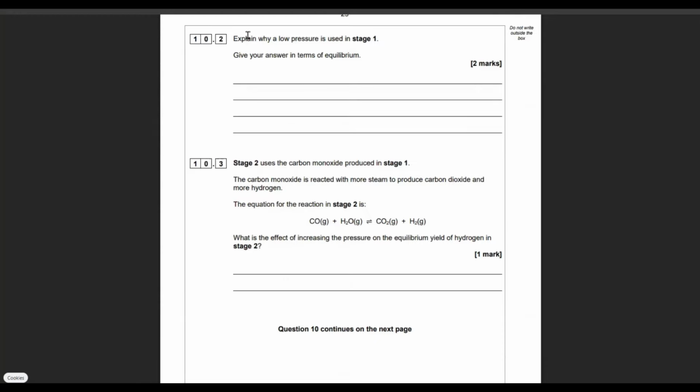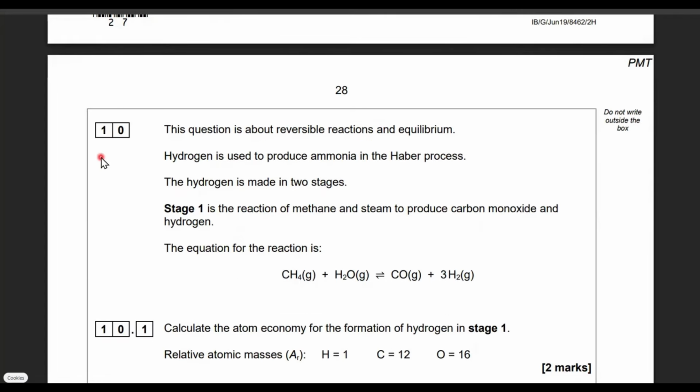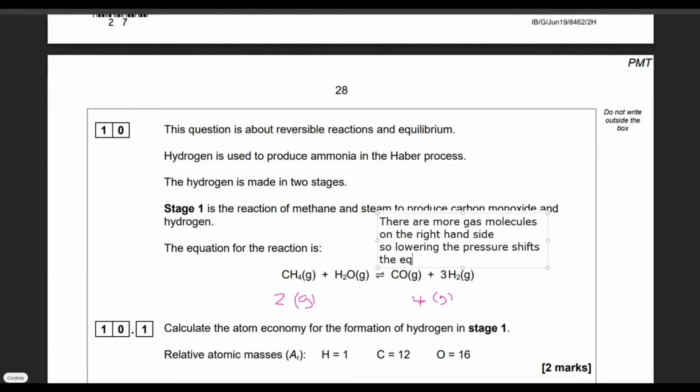All right, 10.2. Explain why a low pressure is used in stage 1. Give your answer in terms of the equilibrium. You might want to pause the video, have a go at this one. Why do they use a low pressure? Look on the left-hand side, we've got 2 gas molecules. On the right-hand side of the equilibrium, on the forward side, we have 4 gas molecules. Now, you can call it backwards, forwards, left, right, or whatever, you get the idea. I'm going to call it the right and left. So there are more gas molecules on the right hand side. So lowering the pressure causes the equilibrium to shift to the right hand side.